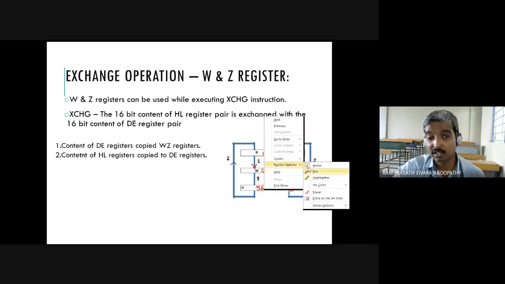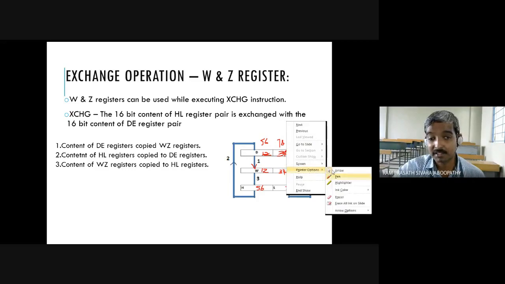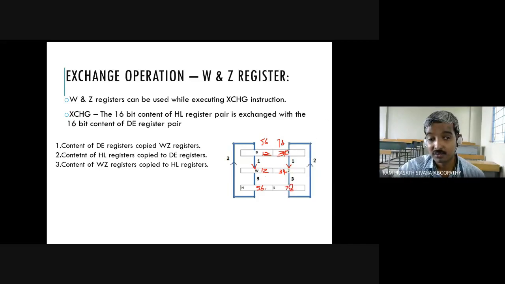This old content is replaced. So இது என்ன ஆயிடும்? 1 2 become 5 6. Okay, this 3 4 become 7 8. Fine. What about the third step? The third step is from WZ it is copied to HL register pair. Clear? So what it become?